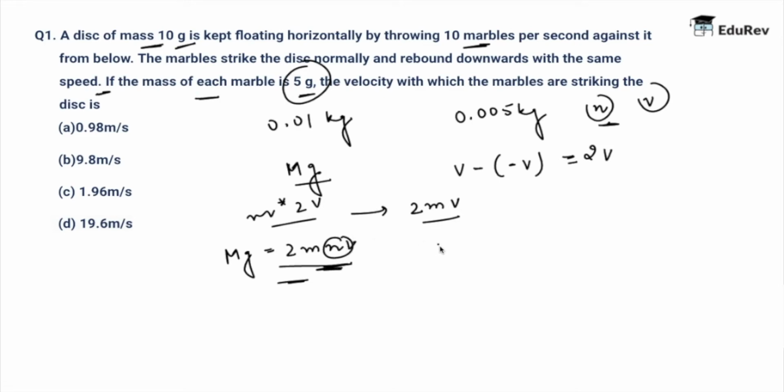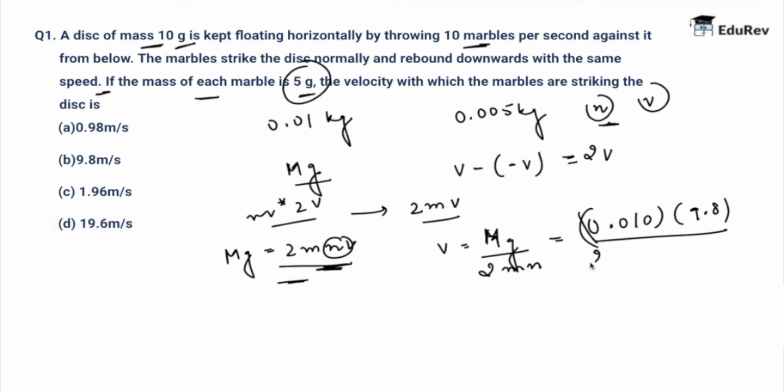Alright. So from this equation, v has to be capital Mg upon 2mn, and this should be equal to 0.010 into 9.8 upon 2 into 0.005 times 10, and this comes out to be 0.98 meters per second. So 0.98 meters per second is going to be our answer.